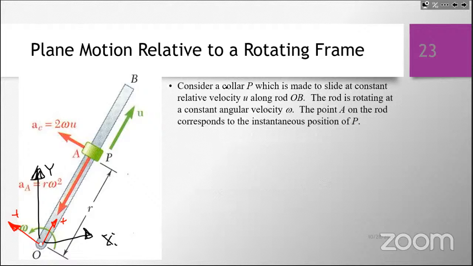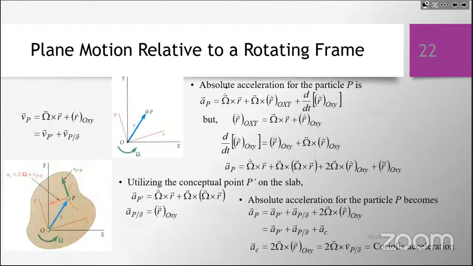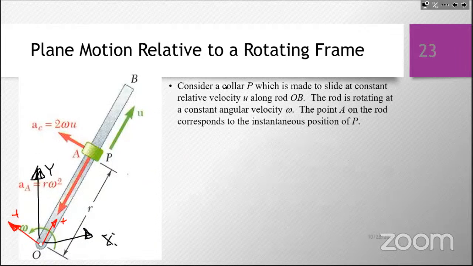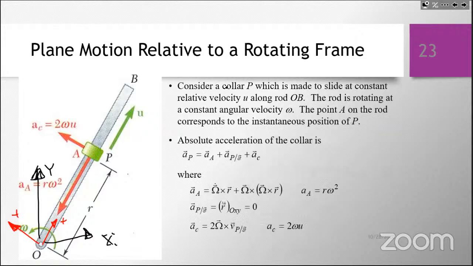So let's go back to our equation on the other page. We need A P prime, or A sub A, which we just figured out. We need the acceleration of P with respect to our rotating frame. Well, that's just going to be that R vector in our rotating frame, and we take the derivative of it twice: R double dot in O X Y. Well, we're told that u is a constant relative velocity along the rod. So if u is constant, then this has to be 0 as well. So that's good.